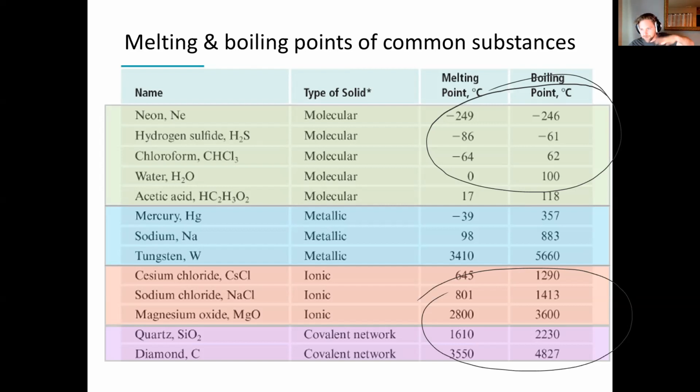So we'll use the extremes to help justify what type of solid it is, whether it's a covalent molecule at the low melting point, boiling point extreme, or the ionic or covalent network at the high melting and boiling point extremes.